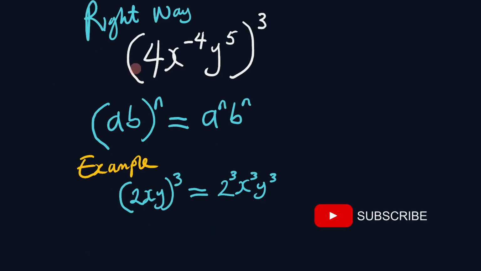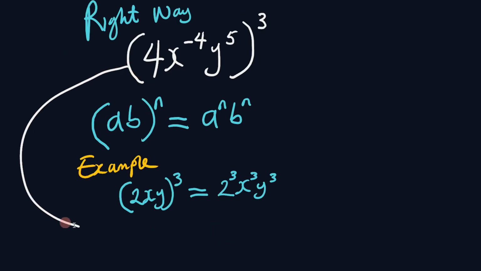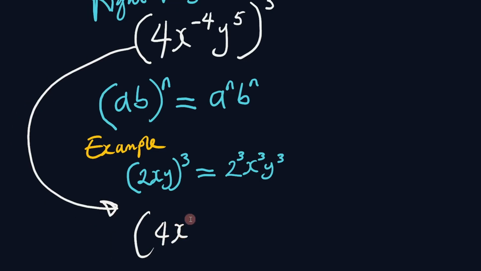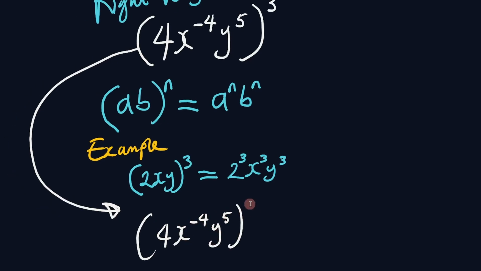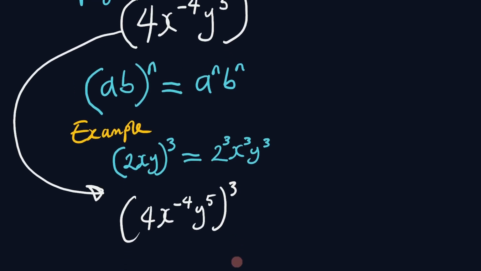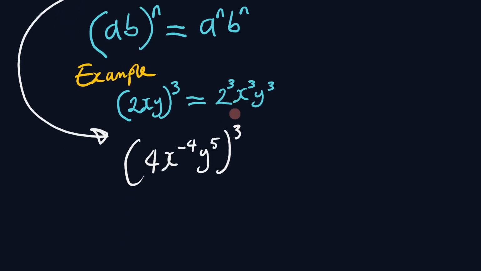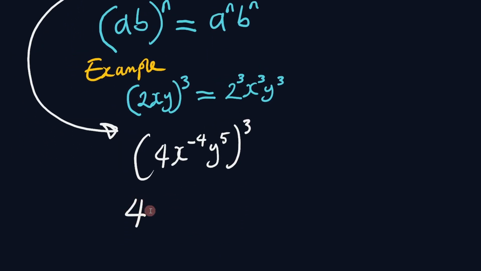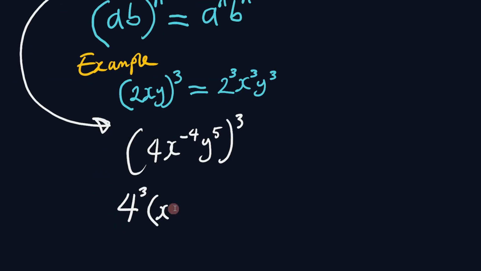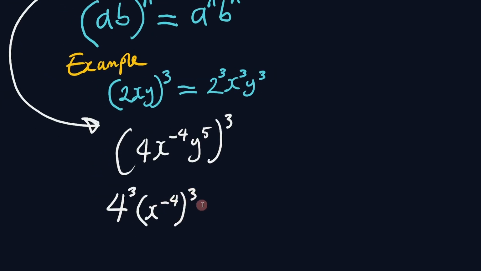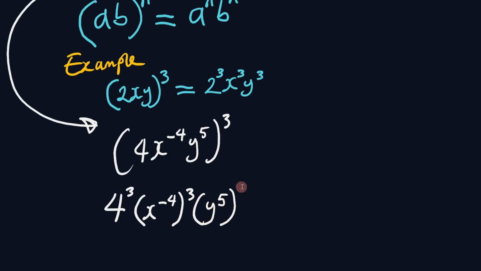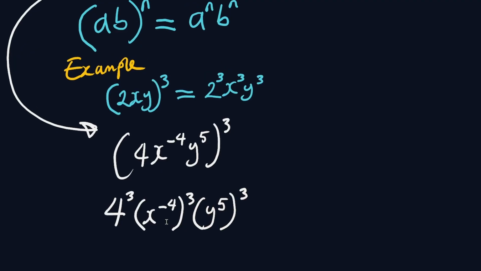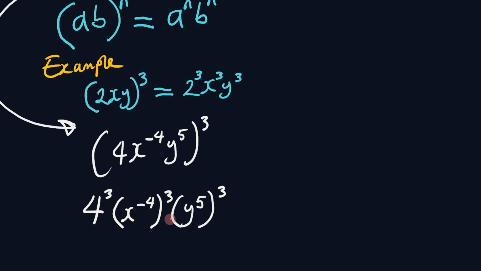So our original question, which is 4x to the power of negative 4, y to the power of 5, all to the power of 3, to expand this using the rule, we have 4 to the power of 3, into x to the power of negative 4 to the power of 3, multiplied also by y to the power of 5 to the power of 3. So we will now simplify each of these factors.